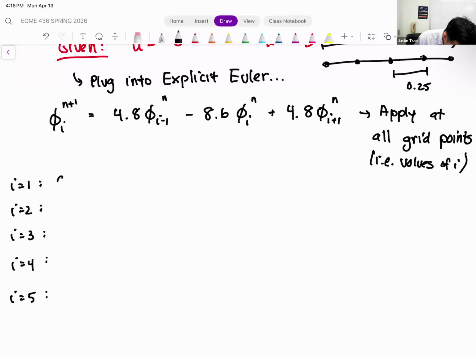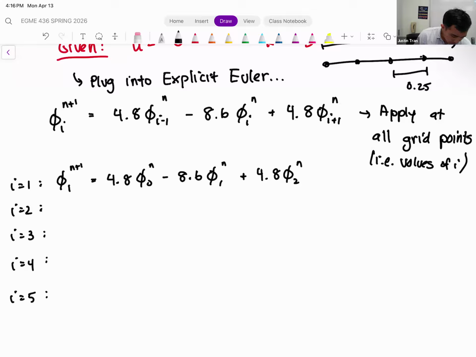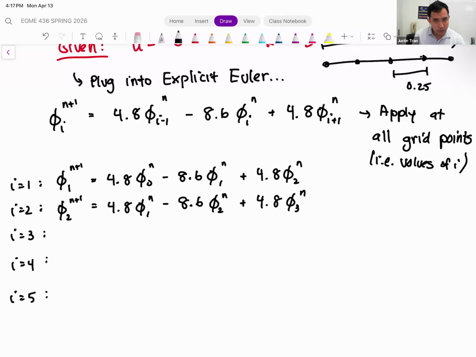Okay, so for I is equal to 1 first. We have phi1 at n plus 1 is equal to 4.8 phi0 minus 8.6 phi1 at n plus 4.8 phi2 at n. Okay. Same thing for I is equal to 2. So I is equal to 2, we have phi2 at n plus 1 is equal to 4.8 phi1 at n minus 8.6 phi2 at n plus 4.8 phi3 at n. Okay. And then so on and so forth. I'm just going to write the rest just because it gets repetitive, but you guys can follow the pattern.